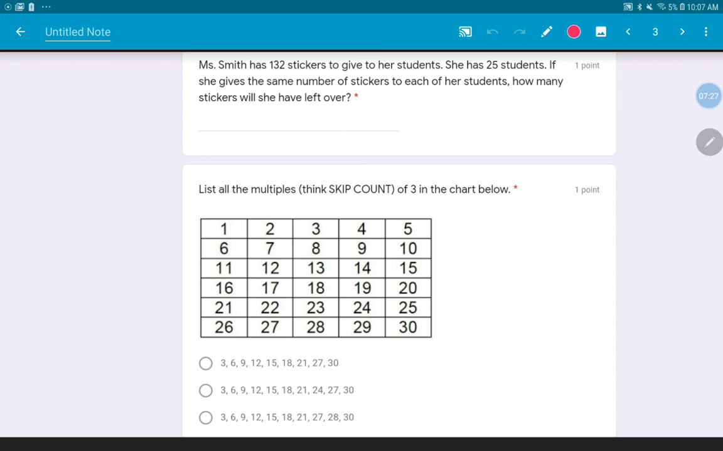Listen, I have a total of 132 stickers. And she's equally sharing those with 25 students. So what are we doing, Dylan? Dividing. We're dividing. Now, those are some big numbers to divide. But we've got this number 25. What can we think about with the number 25 that might help us to solve that? It's made out of 5s.